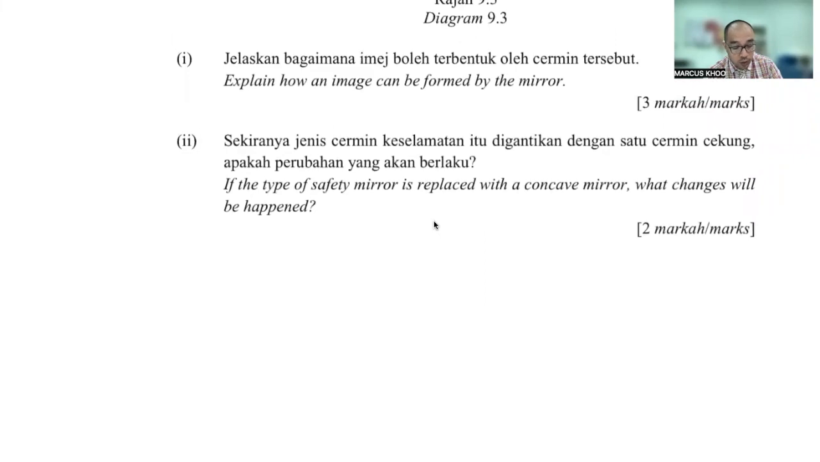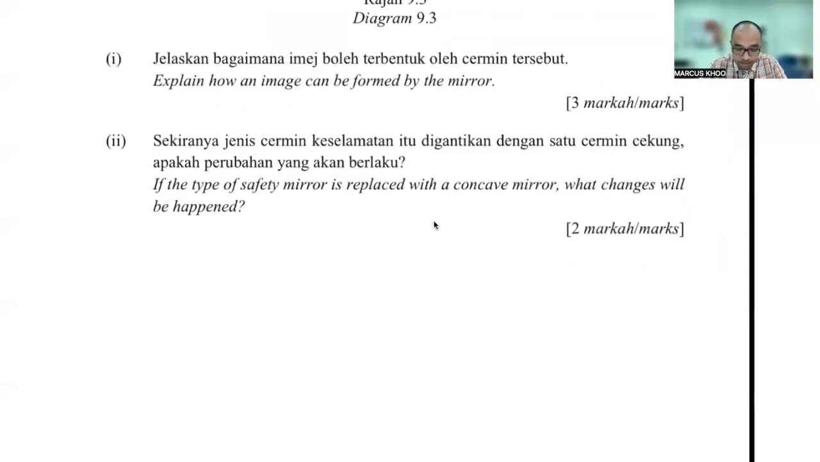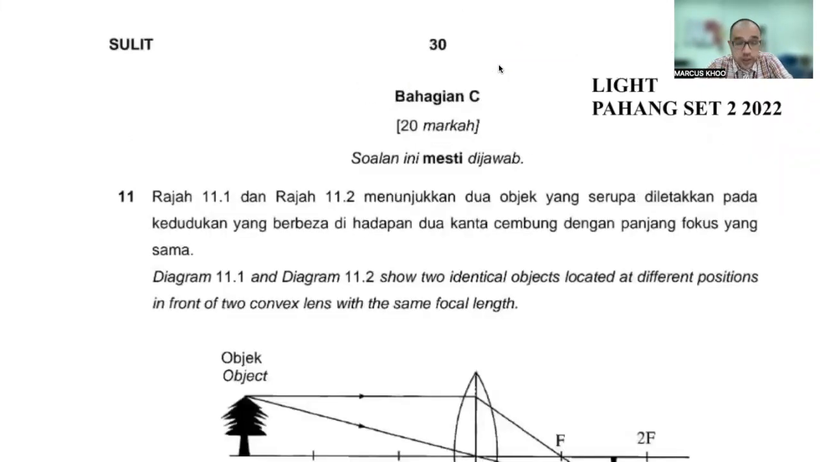So the two answers for this: the field of vision becomes smaller, that's change number one. Change number two is that the images become magnified and or inverted. You can mention one, you can mention both. It's okay to mention one or mention both. Okay, let's go to the next question.